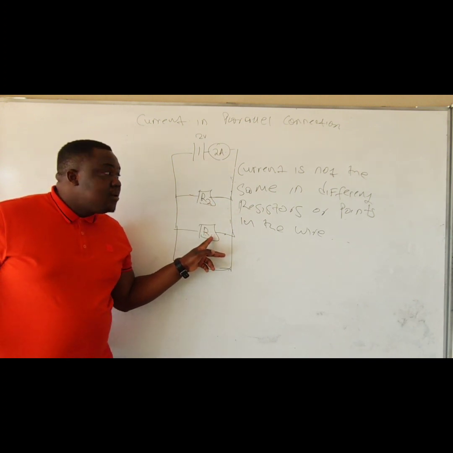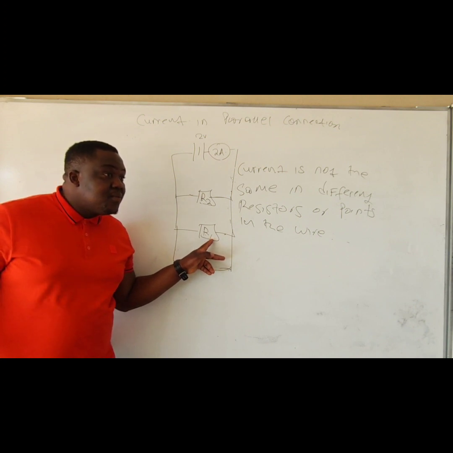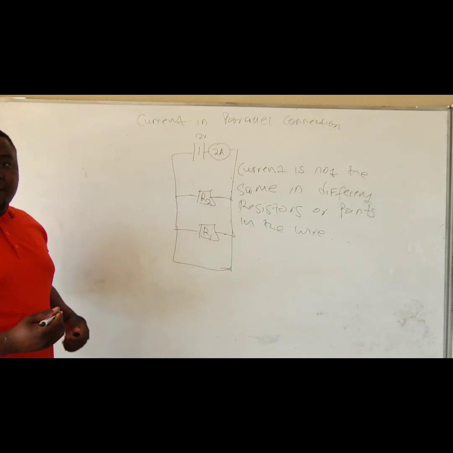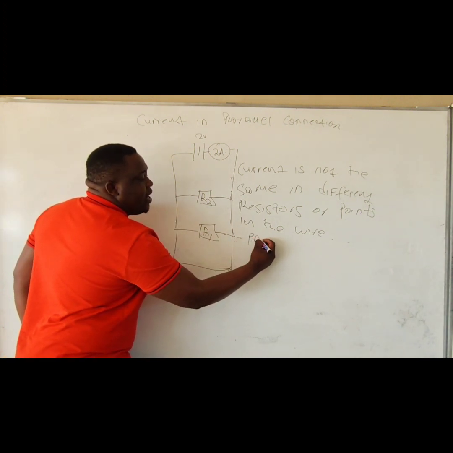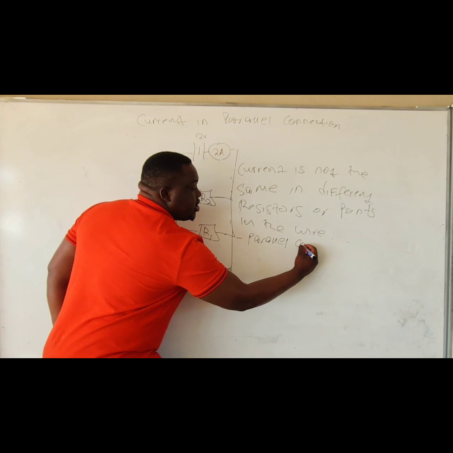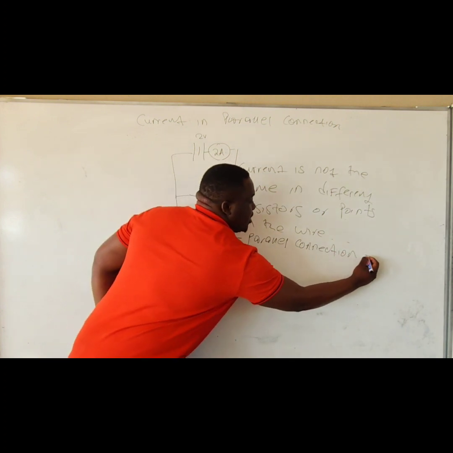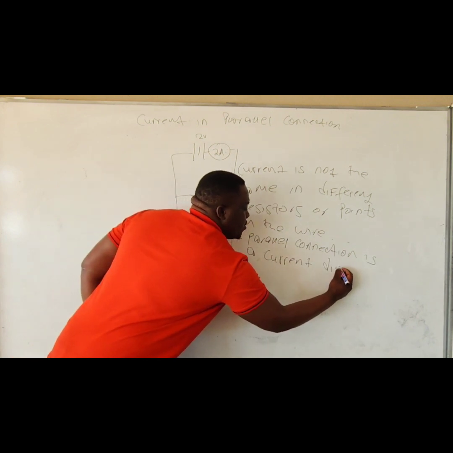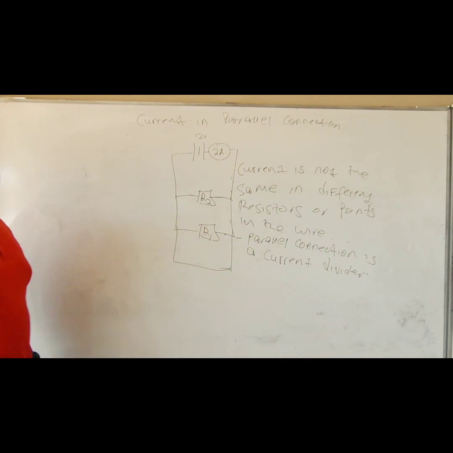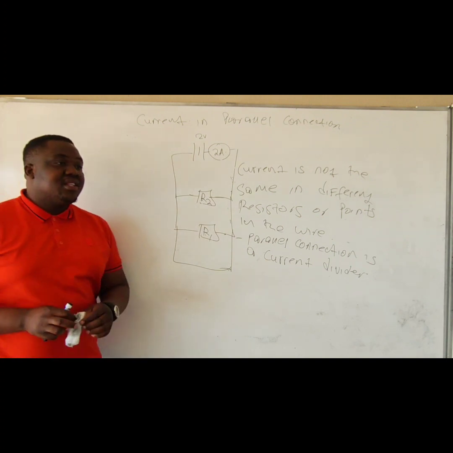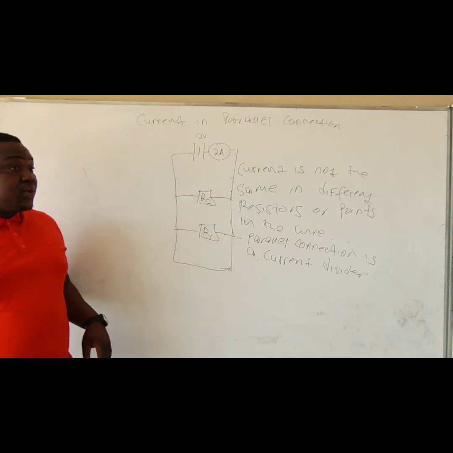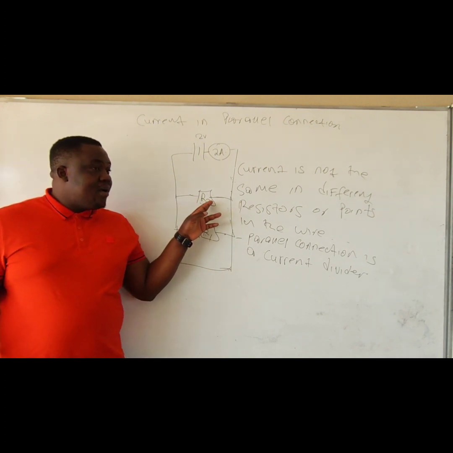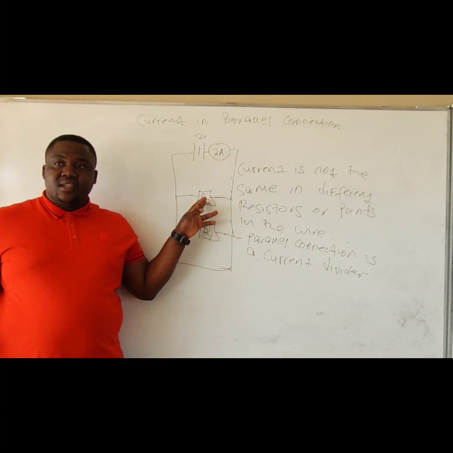No. The current is not the same. You understand, right? What will happen? They say that parallel connection is a current divider. The current will be divided. But it does not mean that this current will be divided like shared equally. No. It will depend. Remember, if here we've got a high amount of resistance, it means there will be a less amount of current, right?